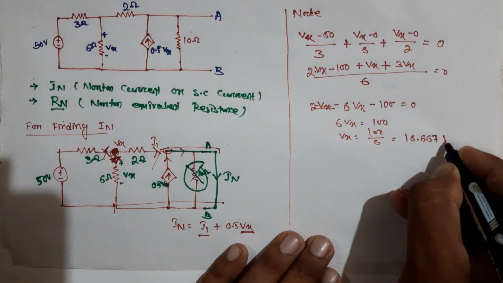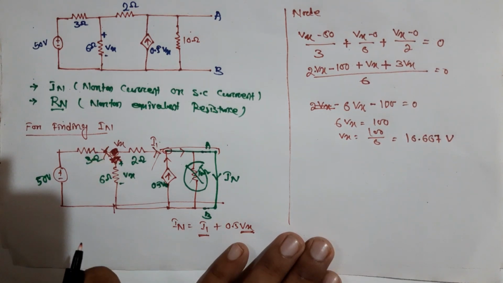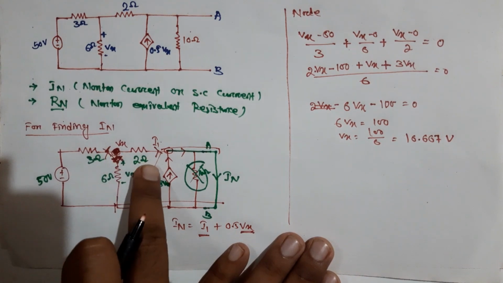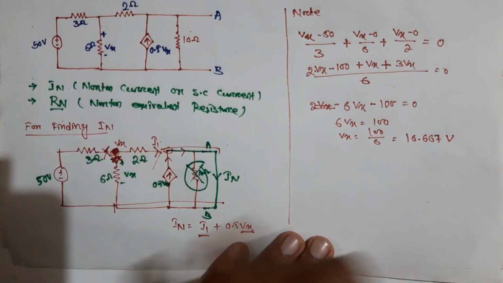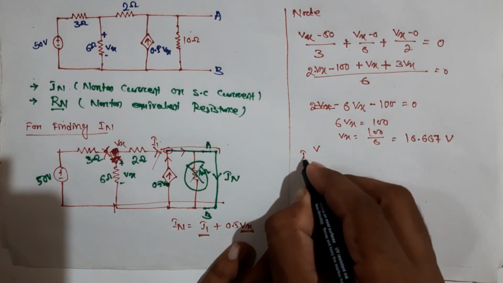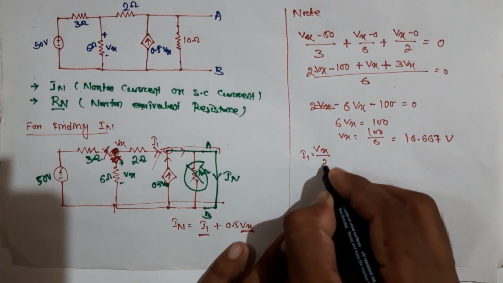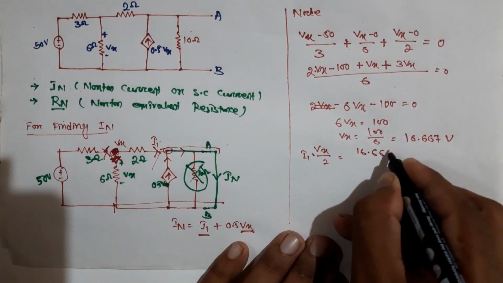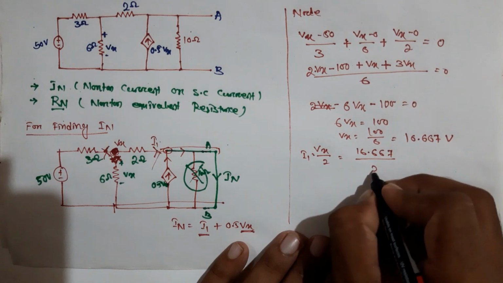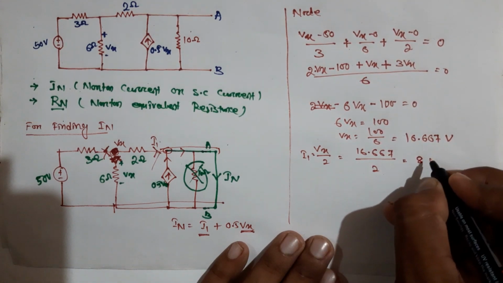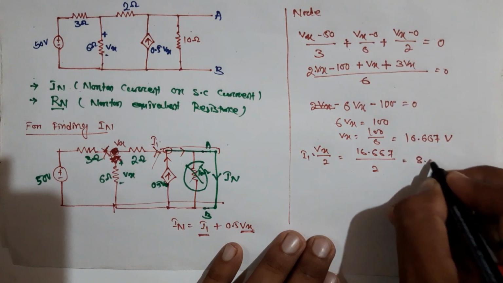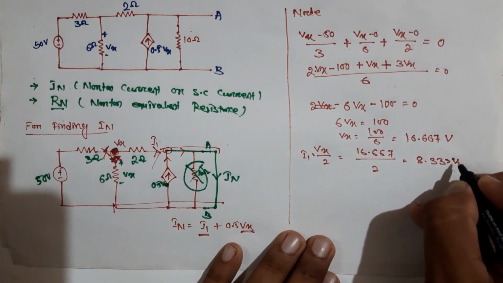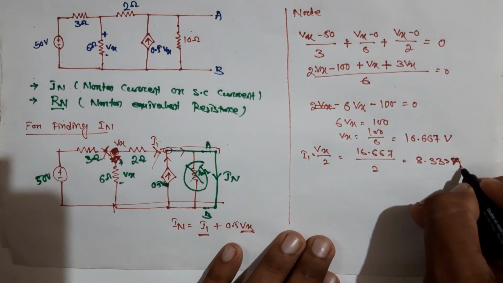This is 16.667 volt. We found Vx. We need to find this I1. This I1 is equal to Vx by 2, so I1 is equal to 16.667 divided by 2, which is 8.33 ampere.